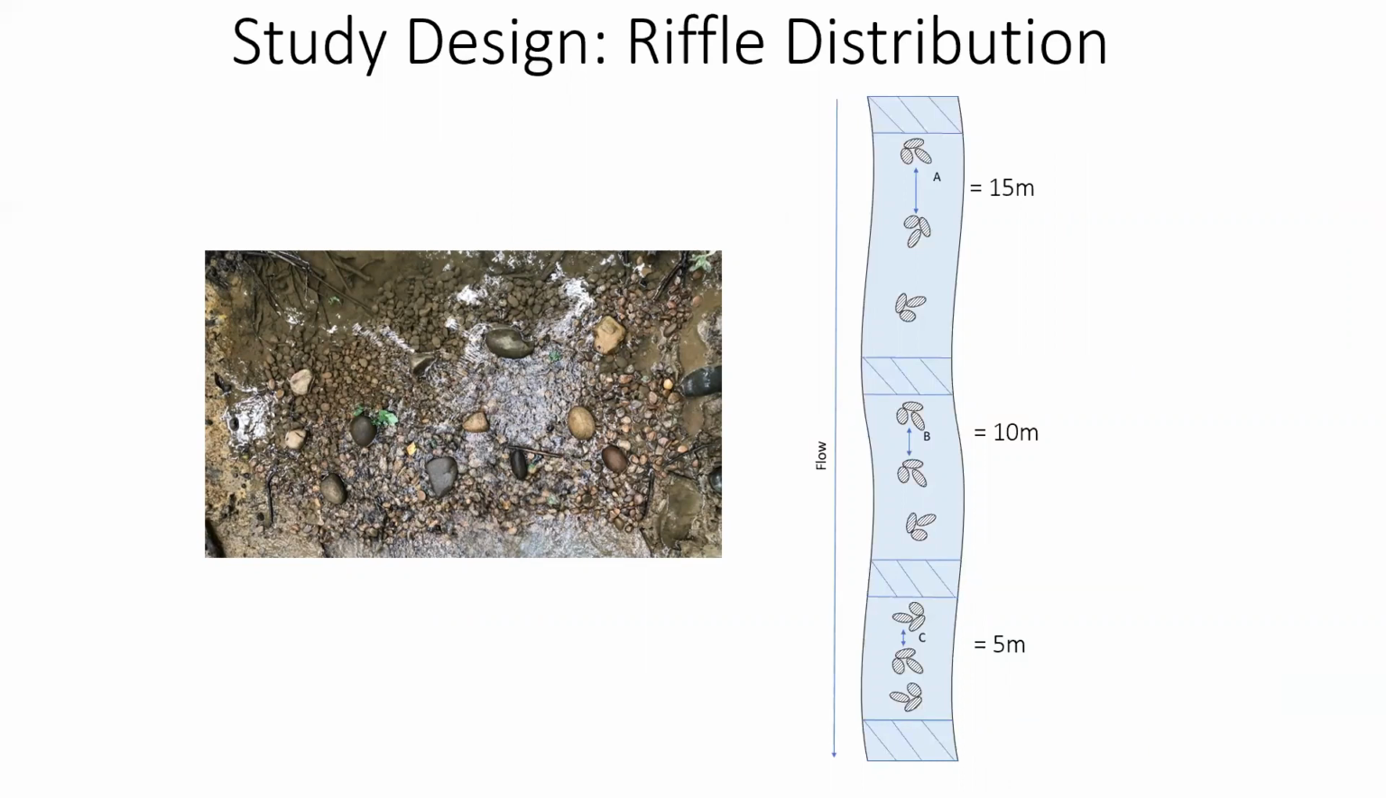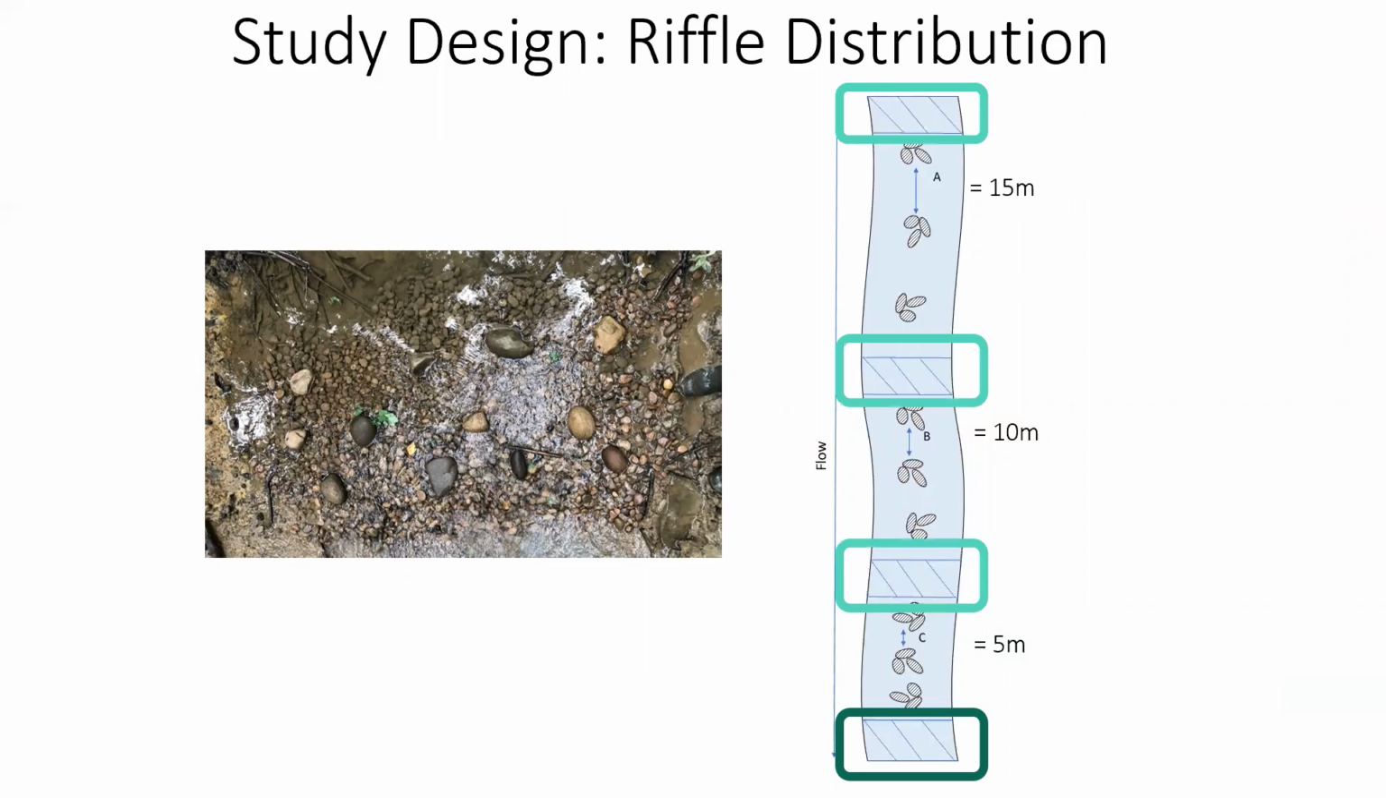Since aquatic insects are quite small and traveling via the drift in the water column can be difficult, especially over long distances, we expected to see higher densities of insects below our set of riffles that were only 5 meters apart when compared to the other two sets of riffles that were built 10 and 15 meters apart, as well as our upstream control.